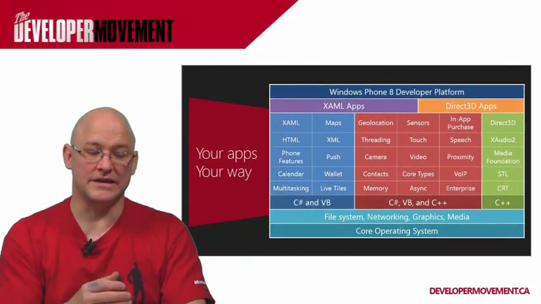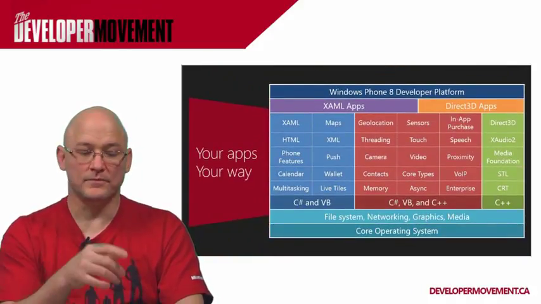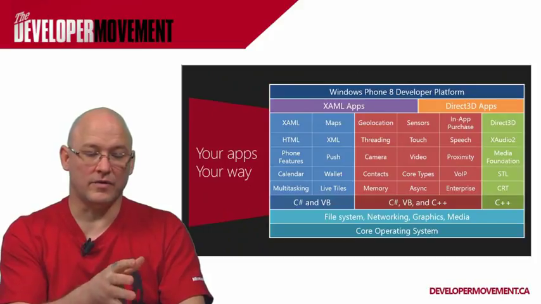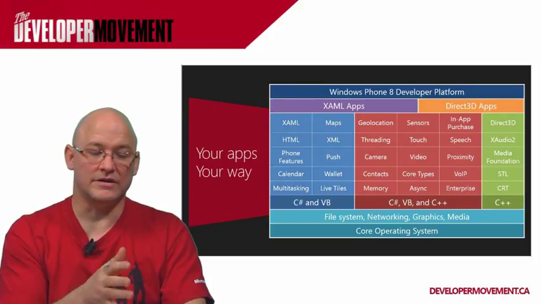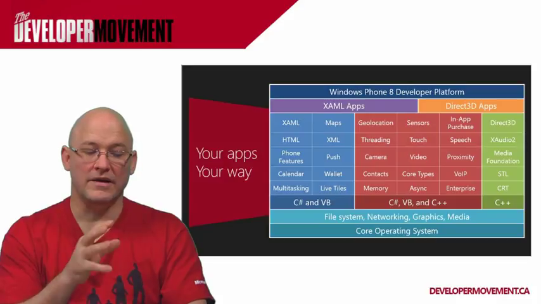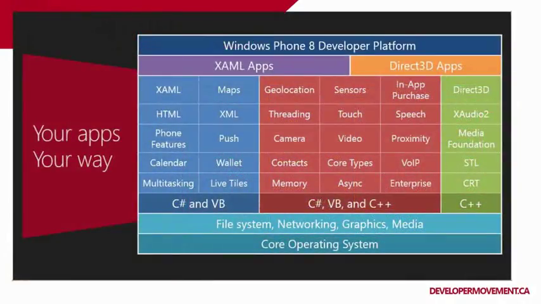So basically what we'll see here is that on the left we have our C# and VB. We have the part that handles all of the basic things that we're familiar with from Silverlight. We have the XAML and HTML access, we have phone features, the calendar, all of the different operating system components are accessed there. Then in the middle layer, you have the C#, VB, and the C++ elements, which are part of the Windows Phone RT.